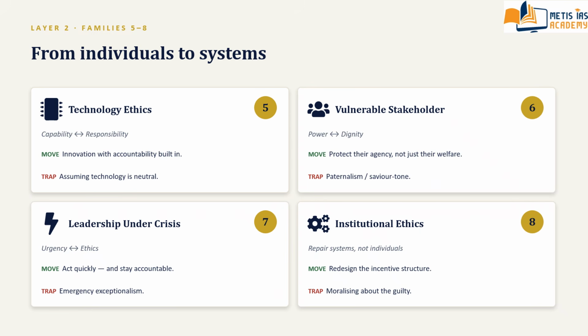Then we are moving to family number six, that is vulnerable stakeholder protection. What is vulnerable stakeholder protection? Power to dignity, dignity to power. In this situation, we are going to protect their agency, not just their welfare. It should be balanced. Protect their agency, not just their welfare. Both have to be protected.